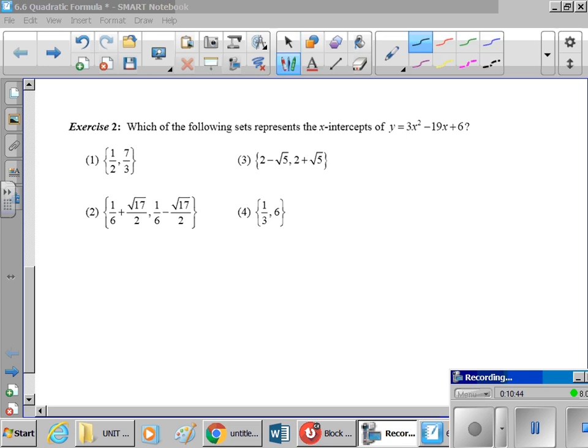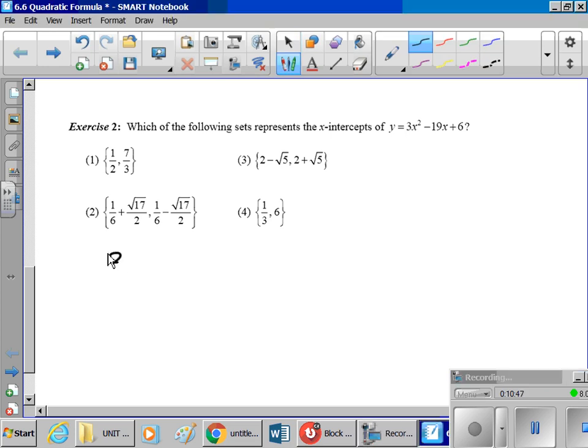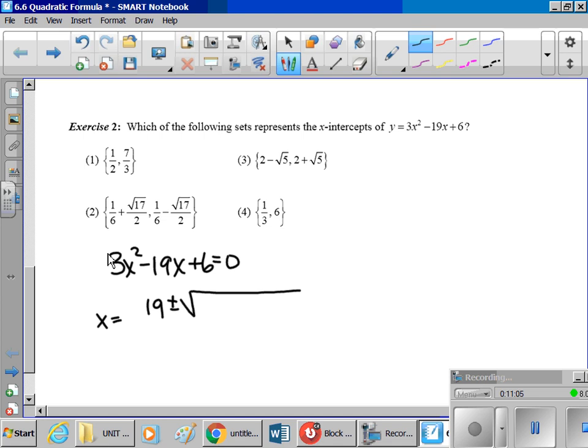So we have 3x squared minus 19x plus 6 equals 0. Because when you're solving it, y is equal to 0. Your x-intercepts are 0. So x equals the opposite of b plus and minus the square root of b squared. Okay, so you might not know what 19 squared is right away. So you might want to say 19 squared minus 4 times a times c all over 2a. And now put this into your calculator to get your discriminant.